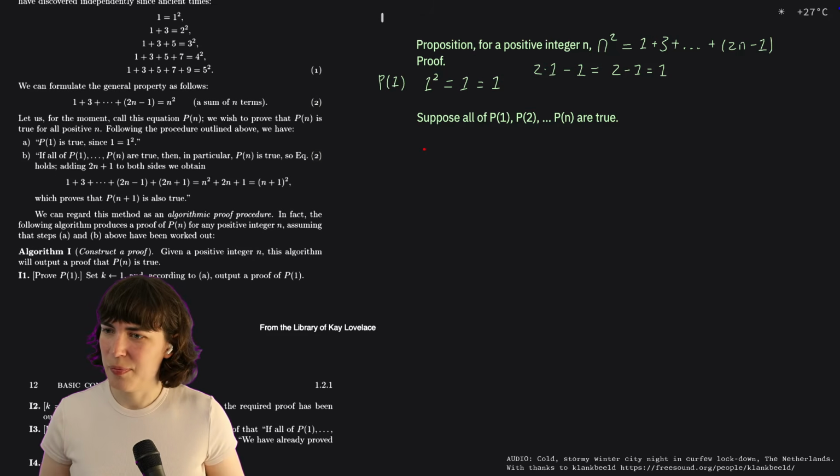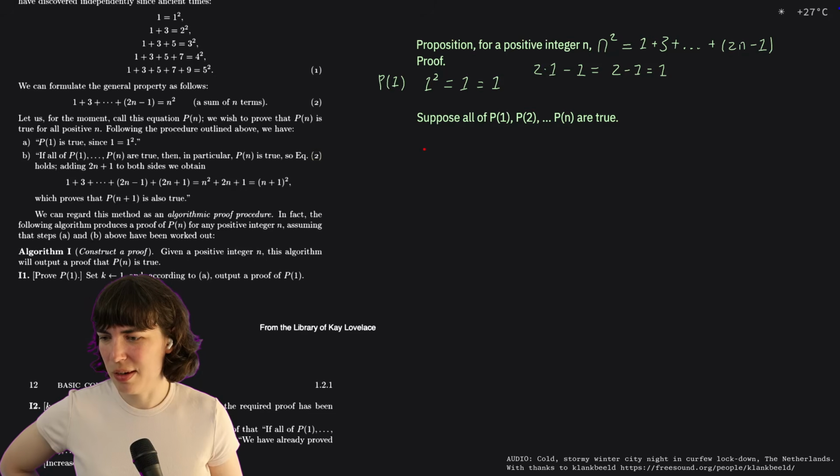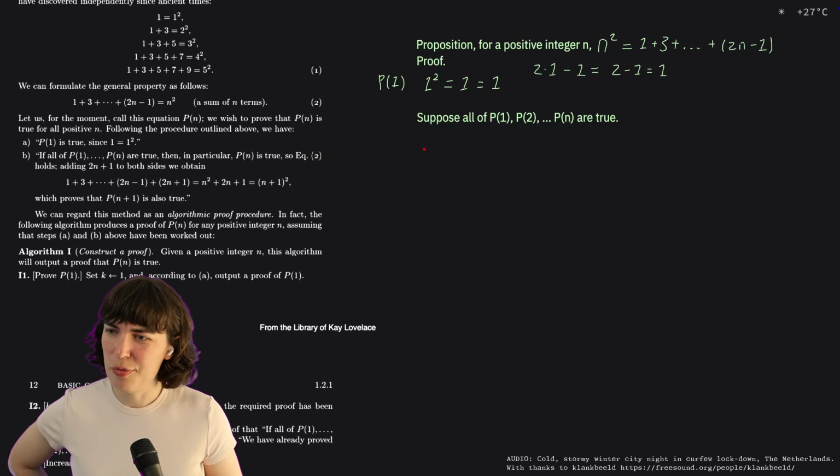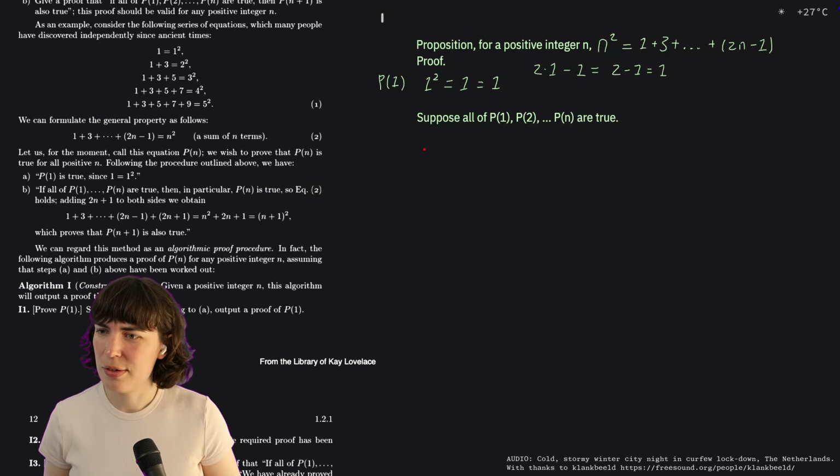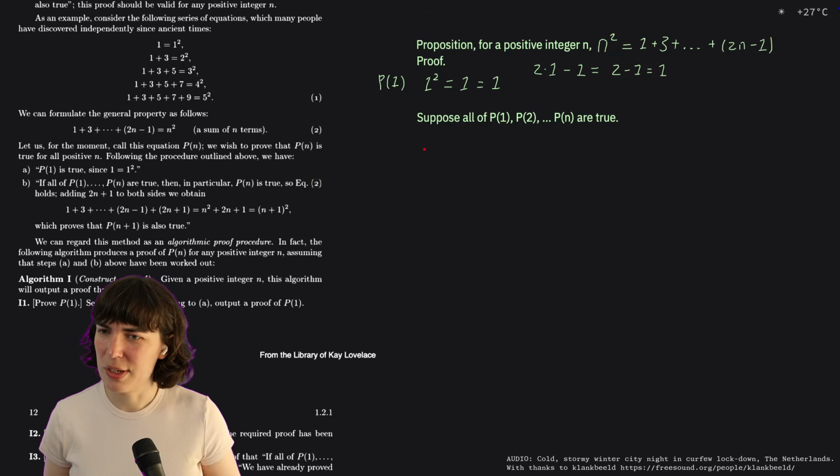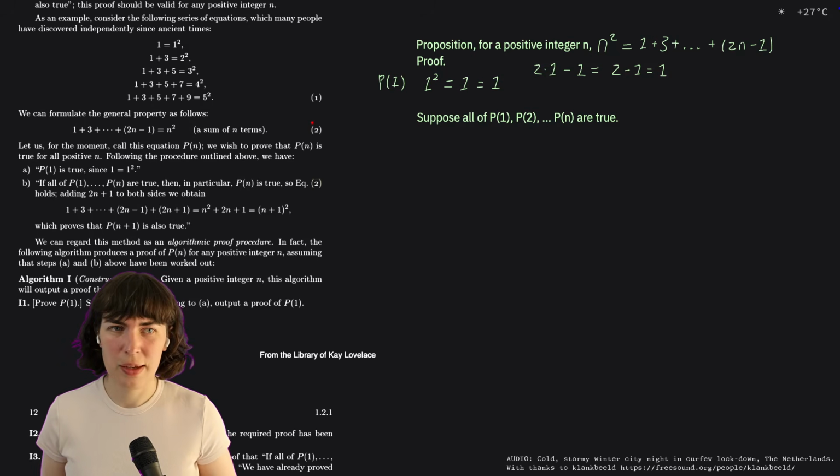Okay. Great. So we got the same thing for A. If all of P1 through Pn are true, then in particular Pn is true. So equation 2 holds. Equation 2 is, or is that just in... Oh, right, this is equation 2. Fine. Right, okay, so it's on this side here. That's where that's put through.